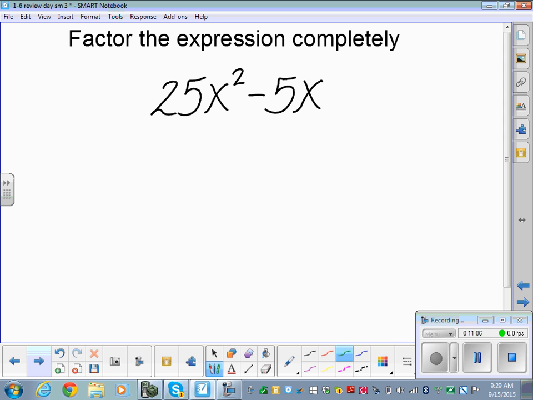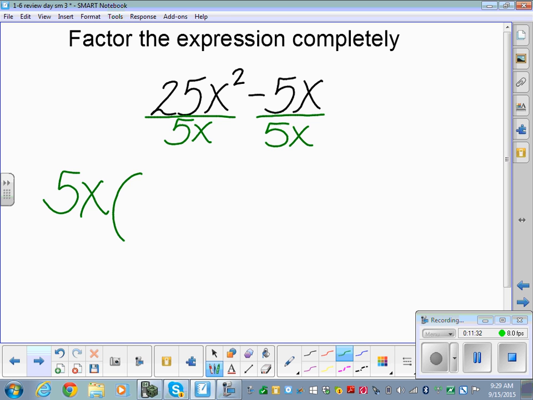Well, the first thing I want to look at, in the very beginning, is there something we can pull out in common? The greatest thing. What do they both have? They have a 5 and an x. So in this one, guys, I'm going to pull out a 5 and an x and write what's left inside the parentheses. Now, let's say you didn't know what was left inside the parentheses. Go back through and divide each term by 5x so that you can see what's left.